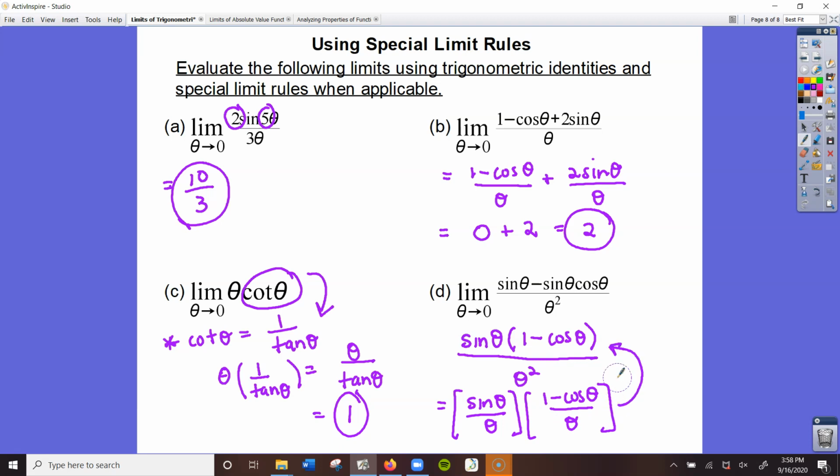This is the equivalent to this. I mean, if you think about it, if you were to multiply this out, you will get sine theta times 1 minus cosine theta all over theta times theta, which is theta squared. So this is indeed the equivalent to my original function. And now I can go ahead and apply my special limits. Sine of theta over theta is 1. And 1 minus cosine theta over theta is 0. And since they're being multiplied, 1 times 0 is 0. And that's all, folks. That's special limits.